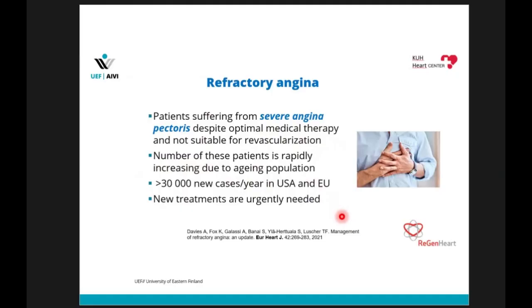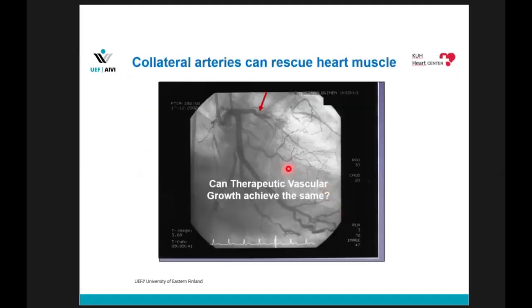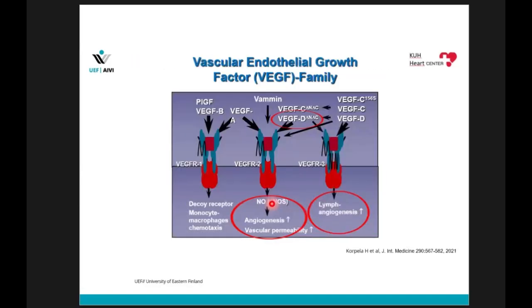In these patients, we believe, as you well know from the clinics, that collateral arteries, which you see here, can rescue the heart. Here is a circumflex coronary artery that is blocked, but the distal part is filling through the collaterals. And we believe that therapeutic vascular growth could have similar beneficial effects in man.